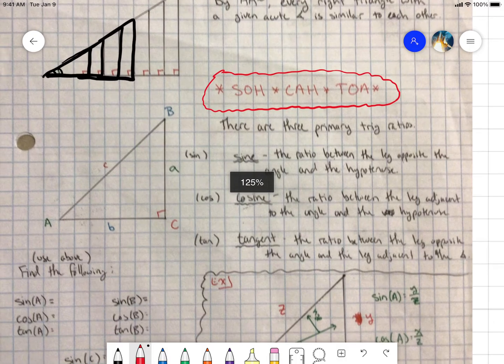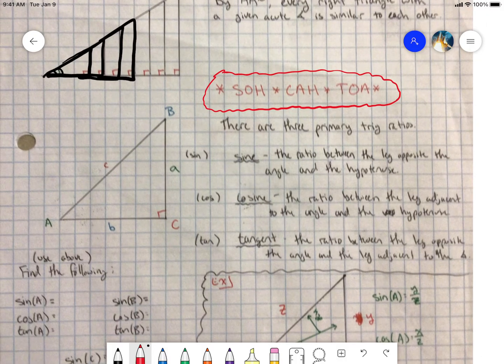All right, there are three primary trig ratios. We have sine, we have cosine, and we have tangent. Okay. You'll see these on your calculators as SIN, COS, and TAN. Please know that we do not say these as sin, cos, tan.